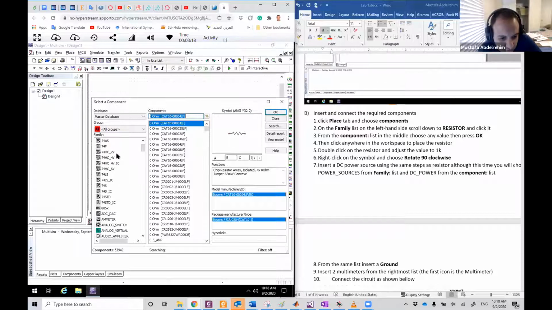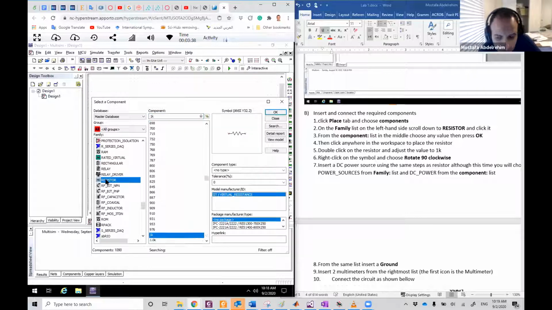Just navigate down. It's sorted alphabetically. So you have the A's and B's. Anything that starts with A, then anything that starts with B, and so on. Our component is the resistor, which starts with R. So it's going down. Resistor, yeah, this guy here.